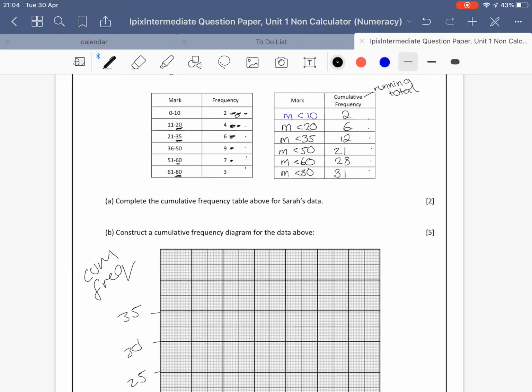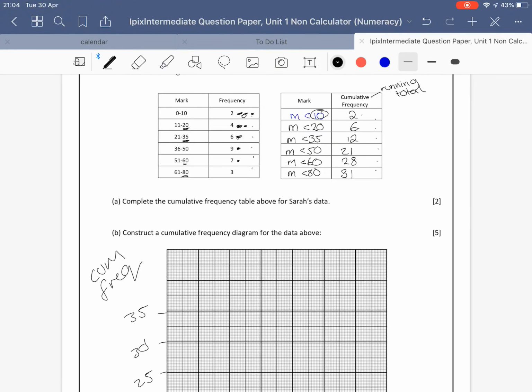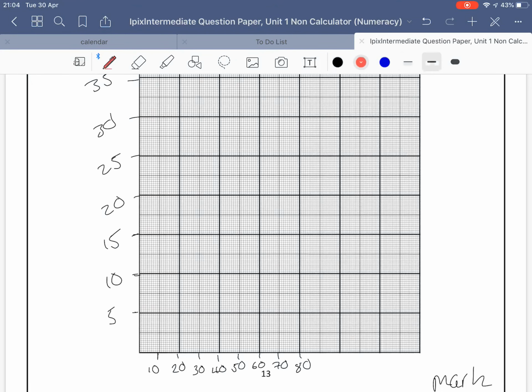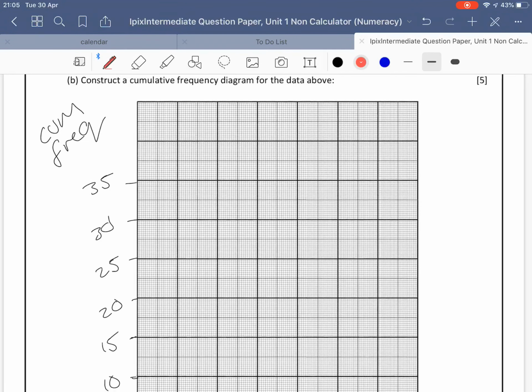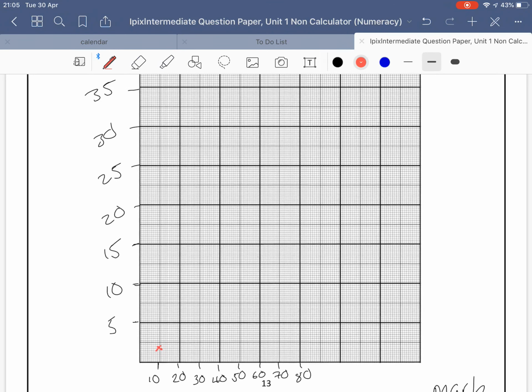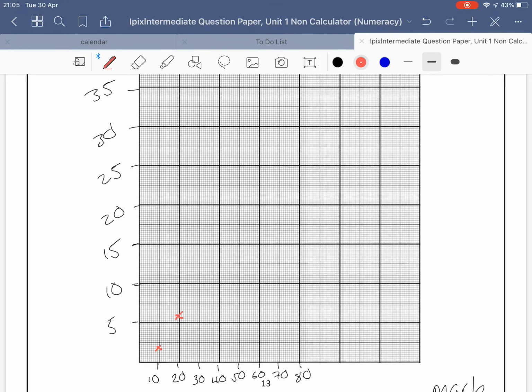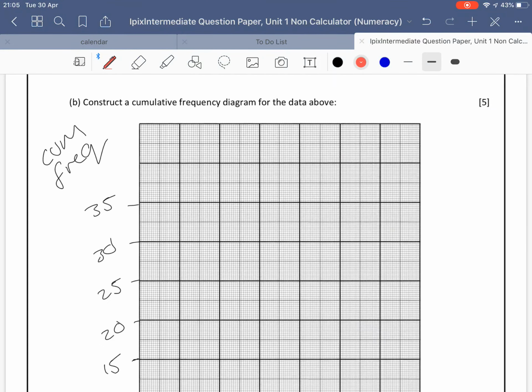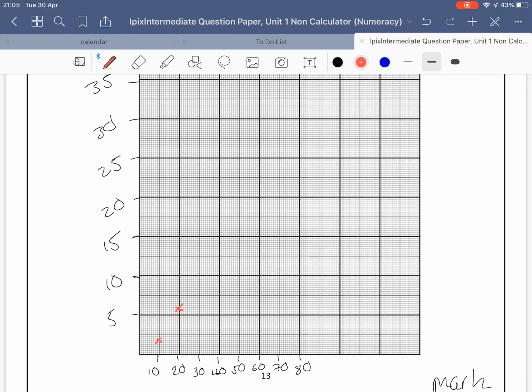Right, you want to plot your points. So at 10, you're going to plot 2. At 10, 2.5 is there, so 2 is probably going to be about there. Then at 20, you're plotting 6, about there. And then 35 is the next one. 35 is 12. So in between here, 10, 11, 12, that's about there.